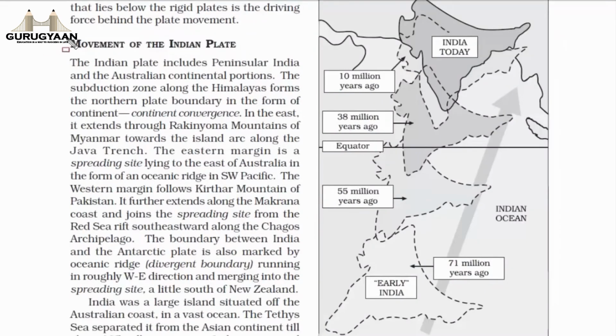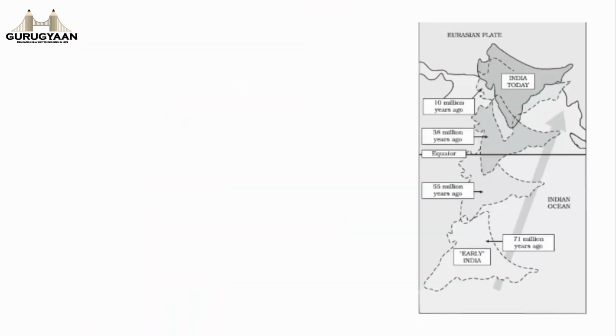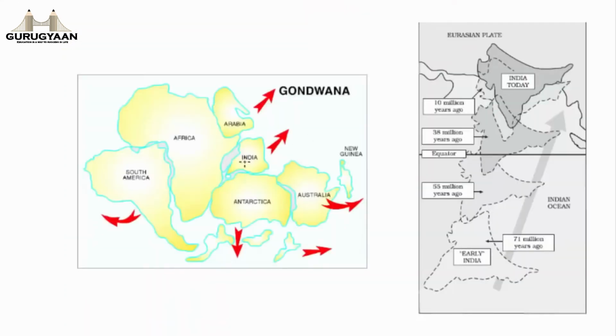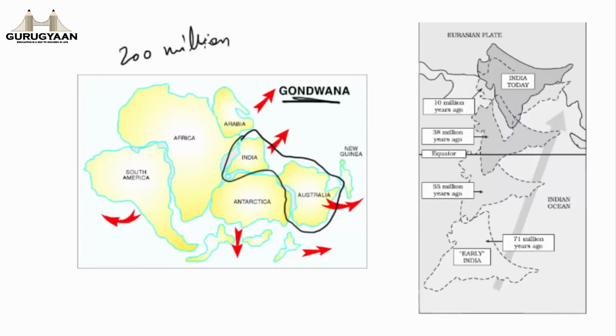Coming to the last topic of this chapter, movement of the Indian plate. Okay, let me just quickly wrap up this topic in the shortest and simplest form. Look at this picture. It's the movement of the Indian plate. So initially India was part of this huge Australian plate. It was like India was a large island situated off the Australian coast. And this Australian plate was part of the Gondwana land. We are talking about 200 million years ago.